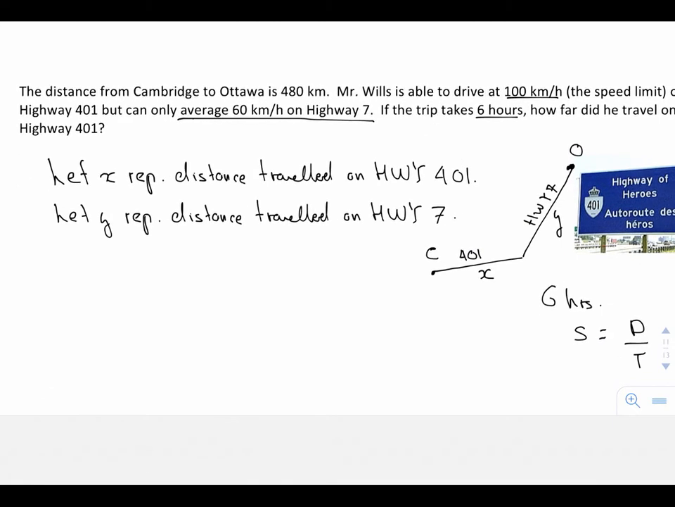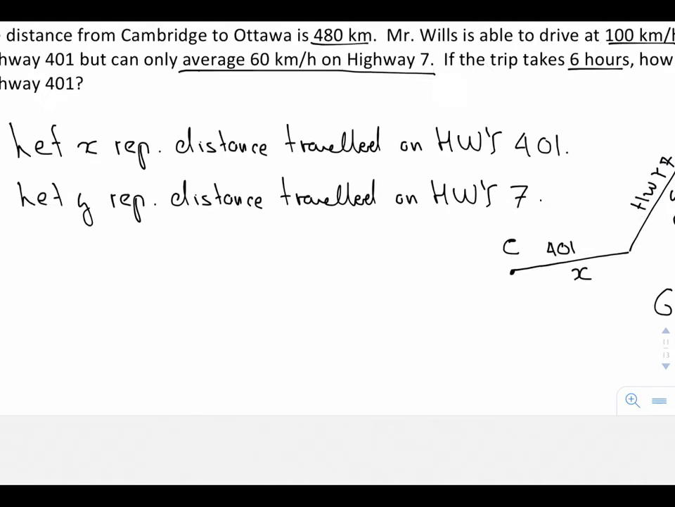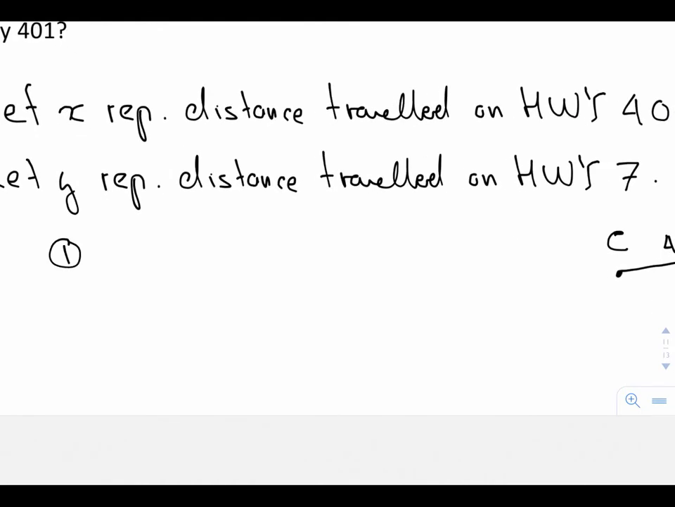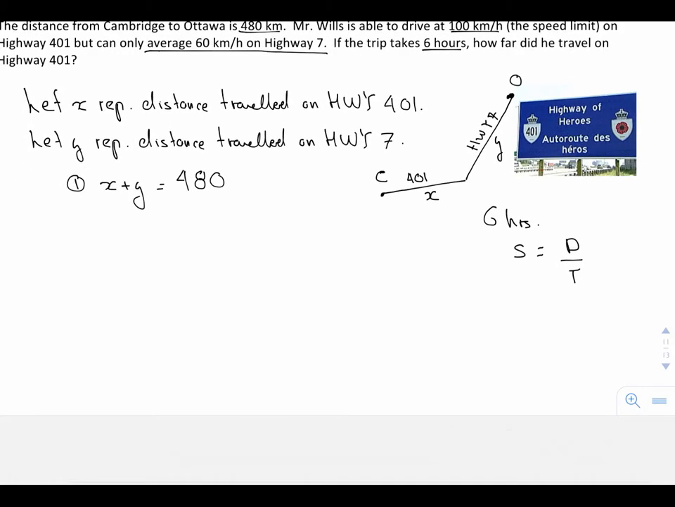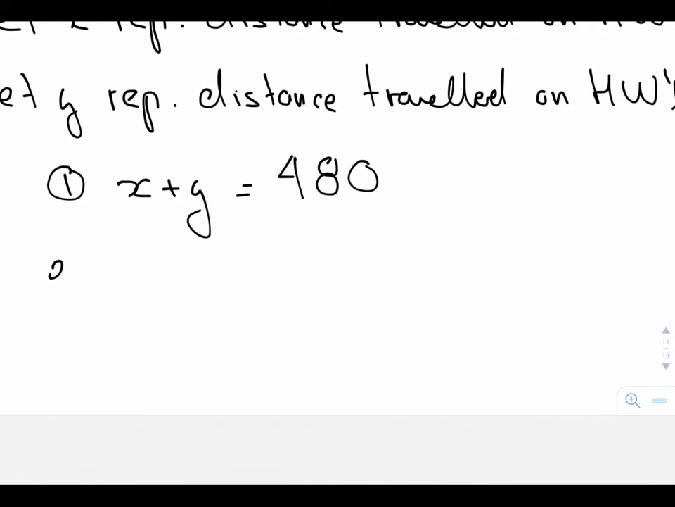So I know in total he traveled 480 kilometers, so that's the easy one to set up. I know that x plus y is going to give me 480. Next is the one for the time. Now this is where I have to use this little equation here. If I rearrange it and switch the s and the t around, I will get time is equal to distance over speed. So I want to find the total time, which is 6 hours.